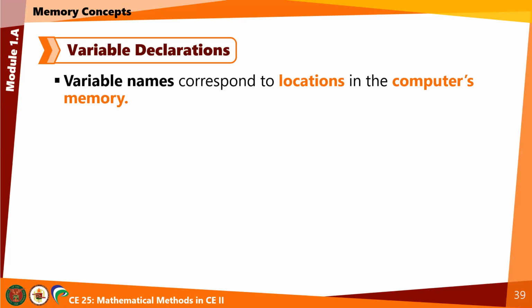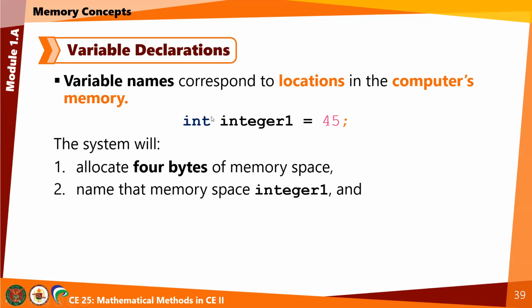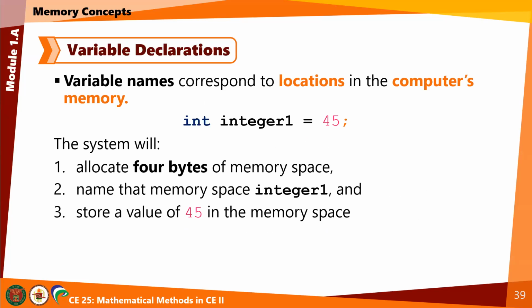So variable names correspond to locations in the computer's memory. So after this line, the system will allocate 4 bytes of memory space. Bakit 4 bytes ulit? Kasi int type and it holds 4 bytes. The system names the memory space integer 1 and stores a value of 45 in the memory space. So ayan, we can think of it as one block of memory. In your memory space, named integer 1, it holds the value 45.